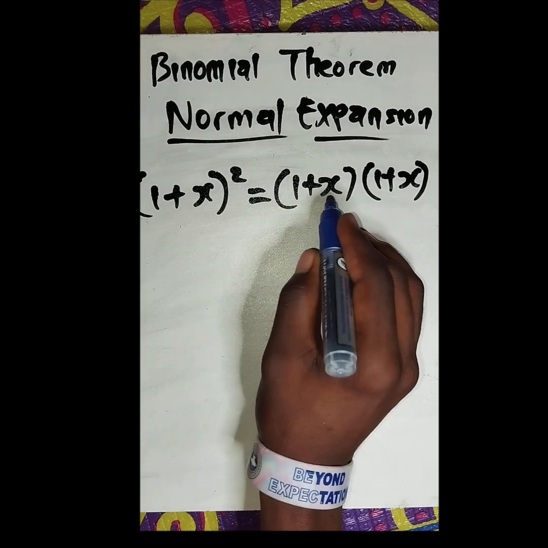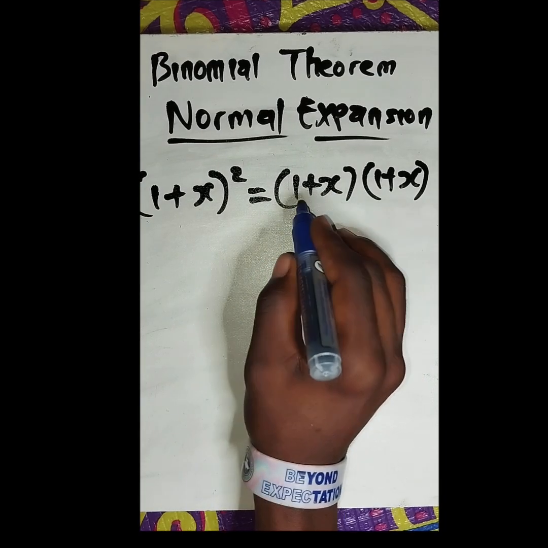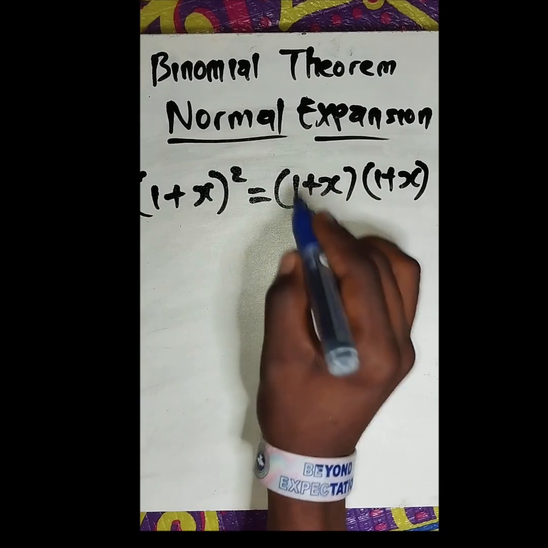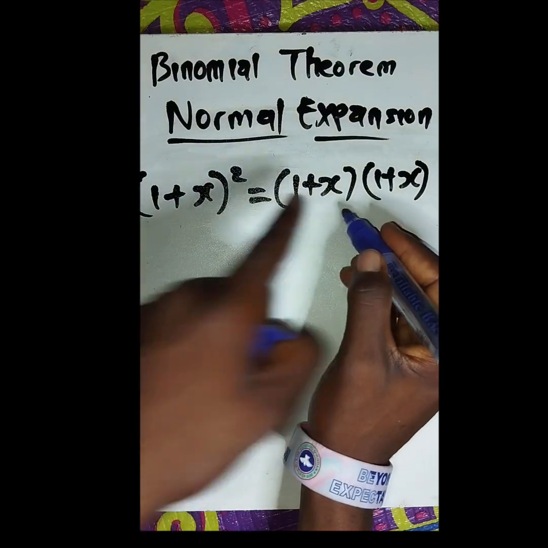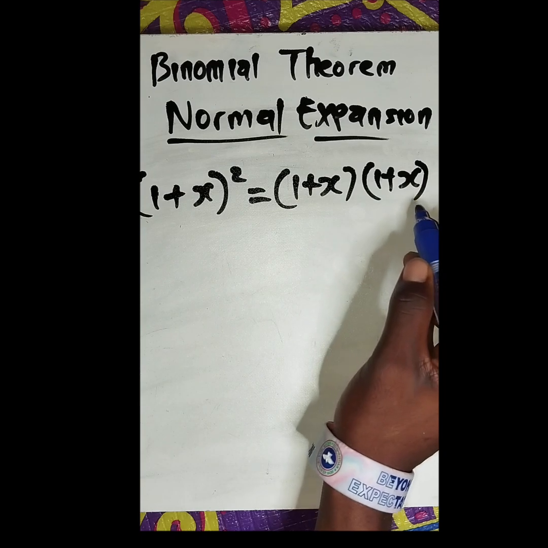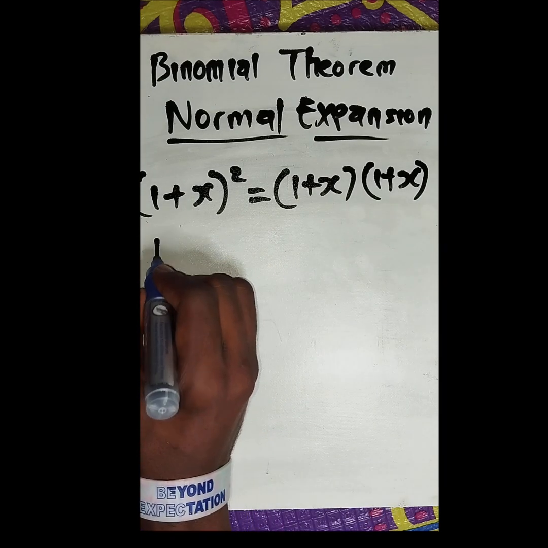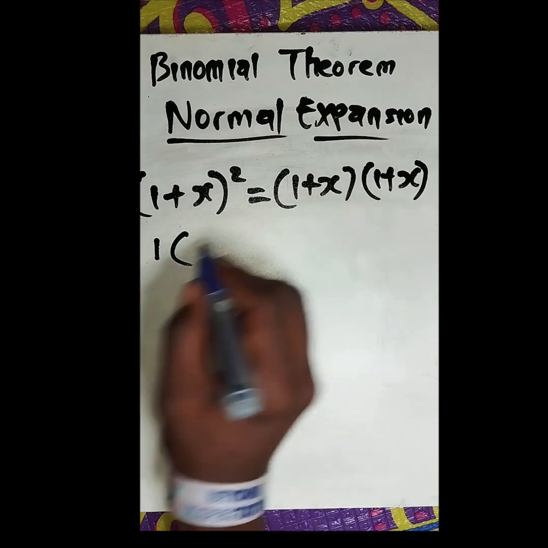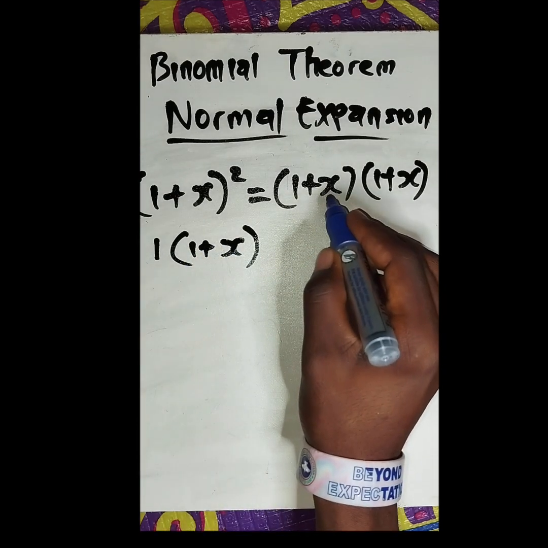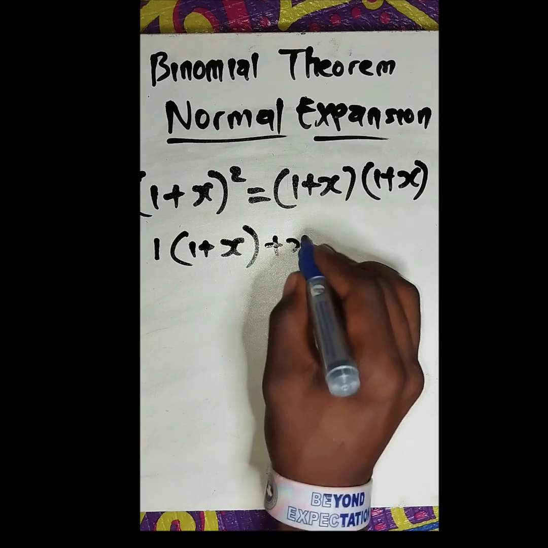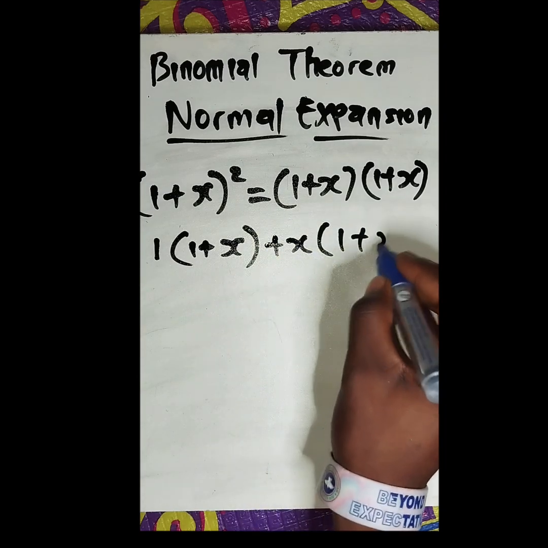That's 1 and also plus x. These are the two things we have in the first bracket. You'll be using the 1 and the plus x to times the second bracket. So this is what you do. 1, then you put your second bracket here like this. Also, you pick the plus x in the first bracket again like this. Use it to times the second bracket again.